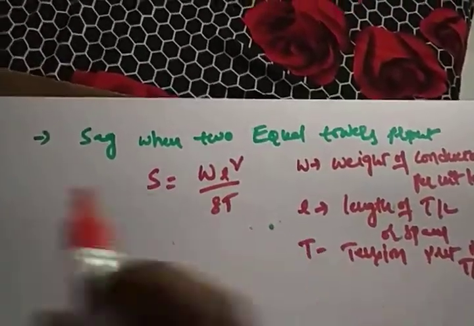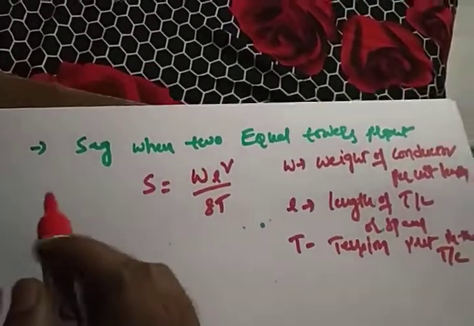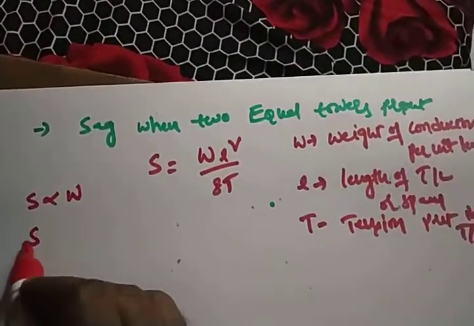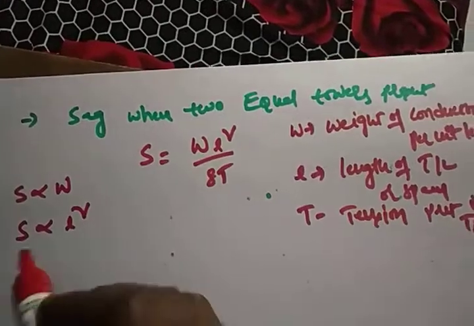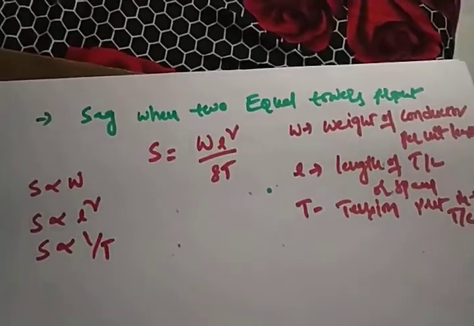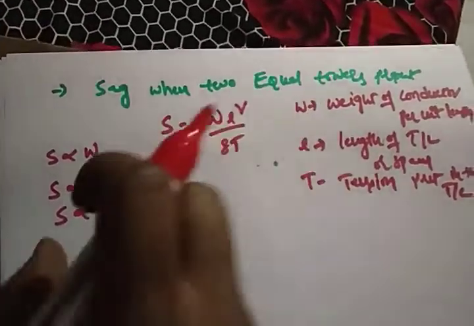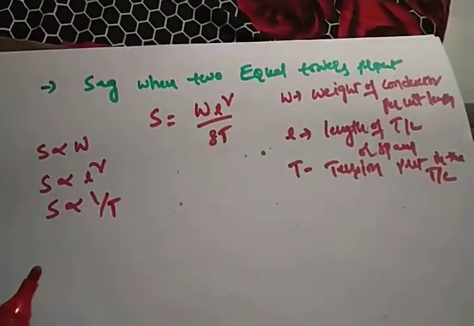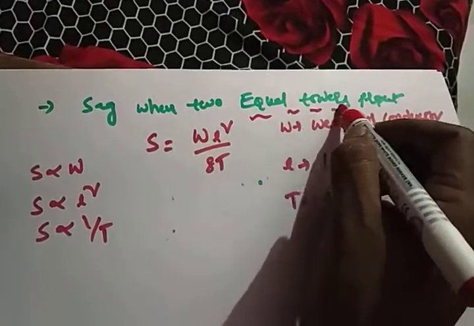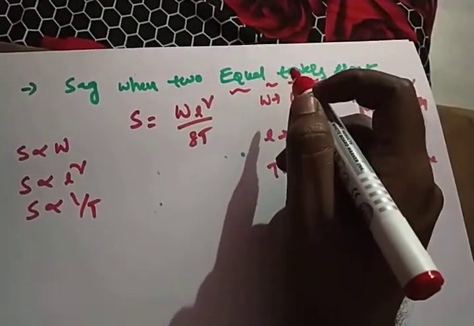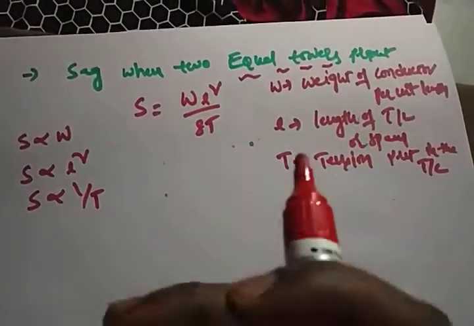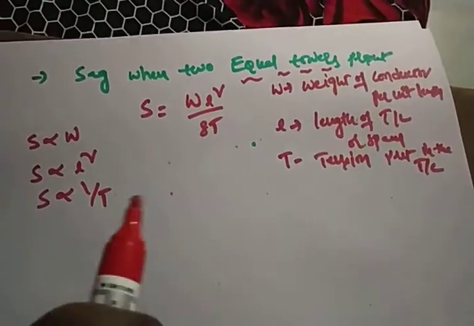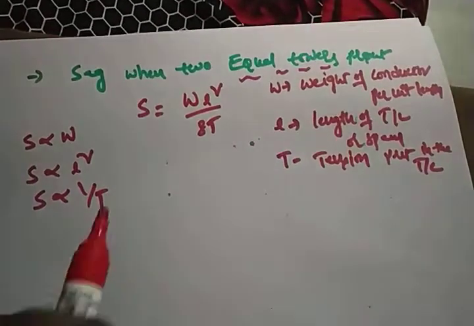You know what the factors are that affect sag in a transmission line? Sag is directly proportional to the weight of the conductor, sag is directly proportional to the length of the transmission line, and sag is inversely proportional to the tension present in the transmission system. We already derived the equation and satisfied all these conditions while calculating the sag value for equal towers. The towers play a very predominant role, because with the help of towers only you put your transmission line.